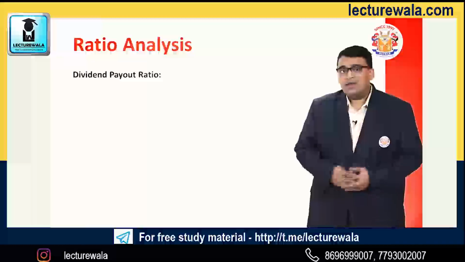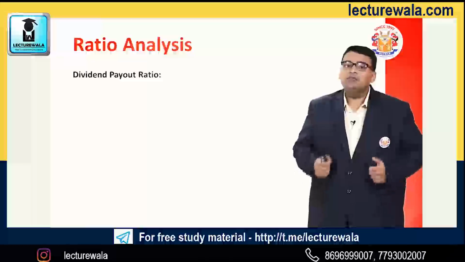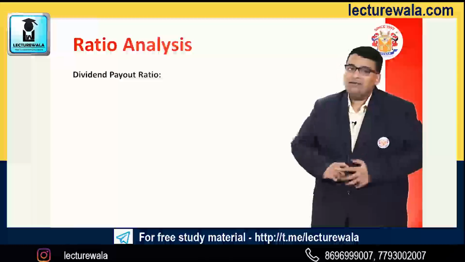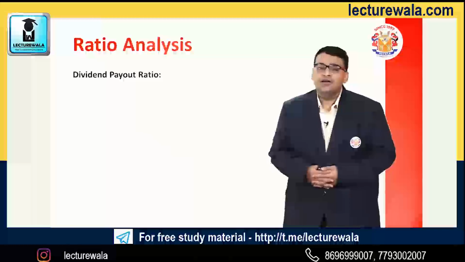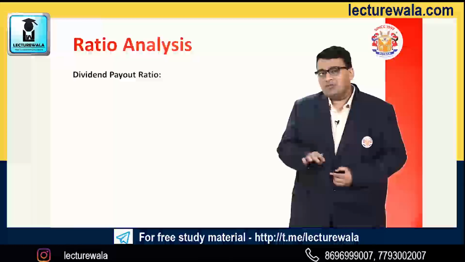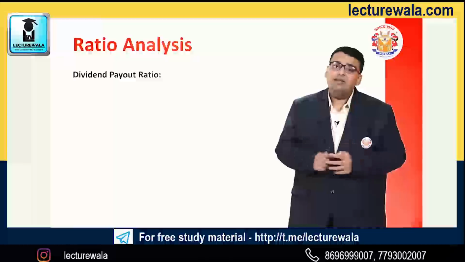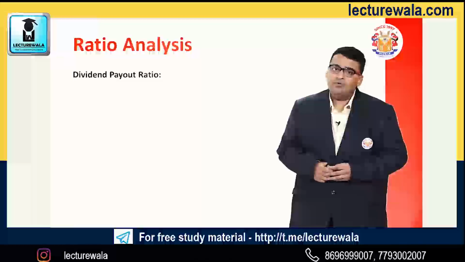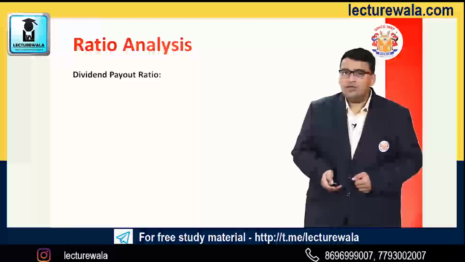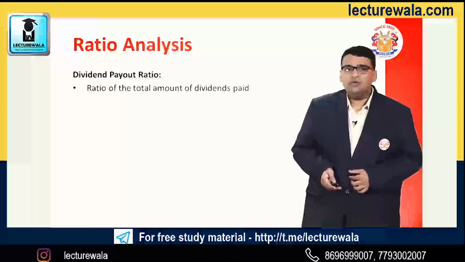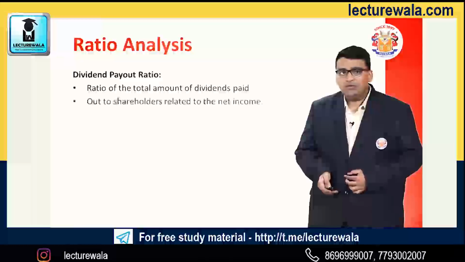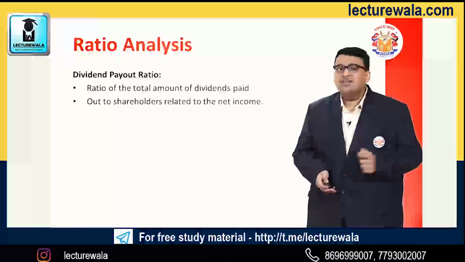Now what will happen? The company is actually paying out of its profit, the actual amount of profit, and it will be through its net income. That means the dividend payout ratio will be calculated in relation to the net income of the enterprise. Moving forward, sir, looking into the theoretical portion, what does it want to say? It is the ratio of the total amount of dividend paid out to shareholders in relation to the net income.